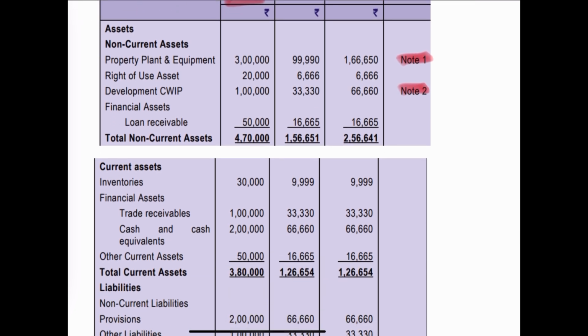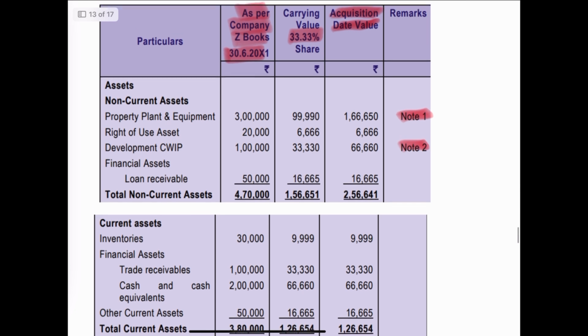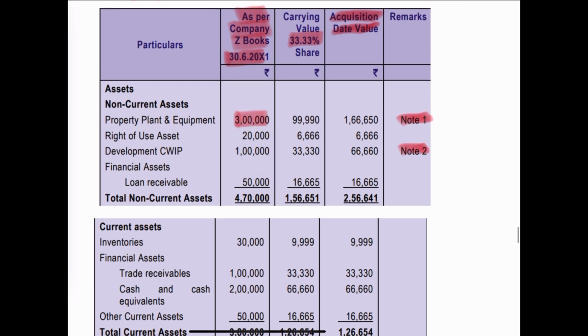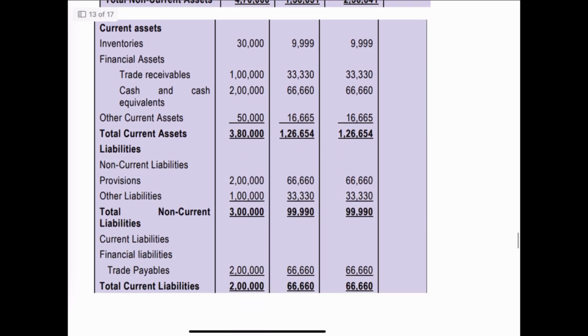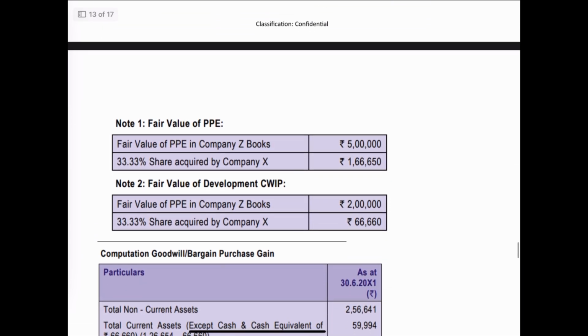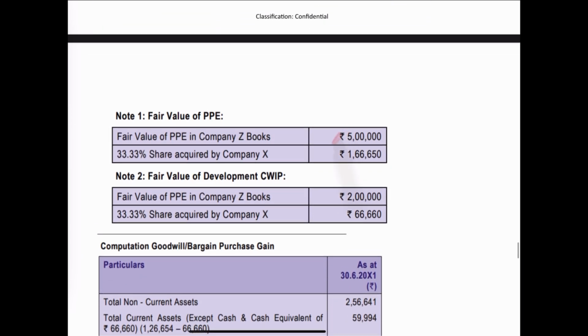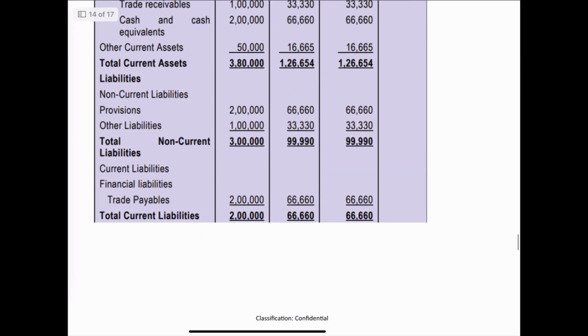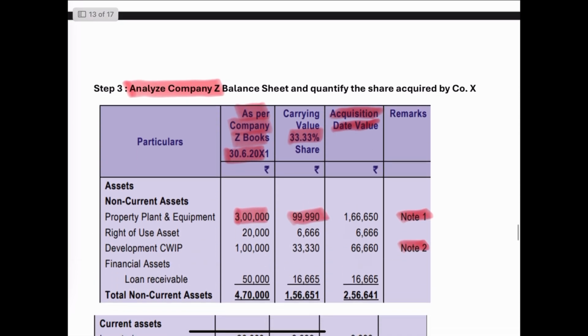Okay, so you can see PPE, the total value as per balance sheet is 300,000, and 33.33% of this 300,000 is 99,990. So the carrying value of the assets being taken over by company X is 99,990, and they have given the fair value of those PPE. I can go to this note. The fair value of PPE is given as 500,000, and the 33.33% share to company X would be 166,650. So that 166,650 has been put here.